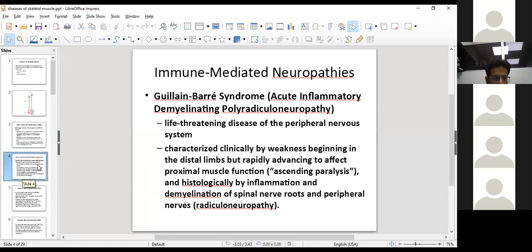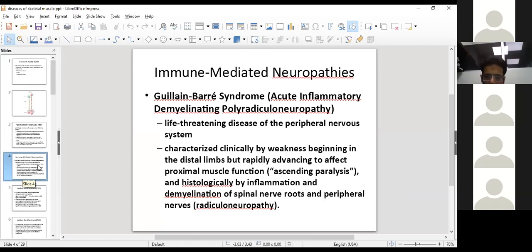Now, although it's more of a neuropathy, I'll cover it quickly because it's an important disease. Guillain-Barré Syndrome, or acute inflammatory demyelinating polyradiculoneuropathy. We'll be referring to it as GBS. It's a life-threatening disease of the peripheral nervous system, characterized clinically by weakness beginning in the distal limbs, but rapidly advancing to affect proximal muscle function. This is also called ascending paralysis.